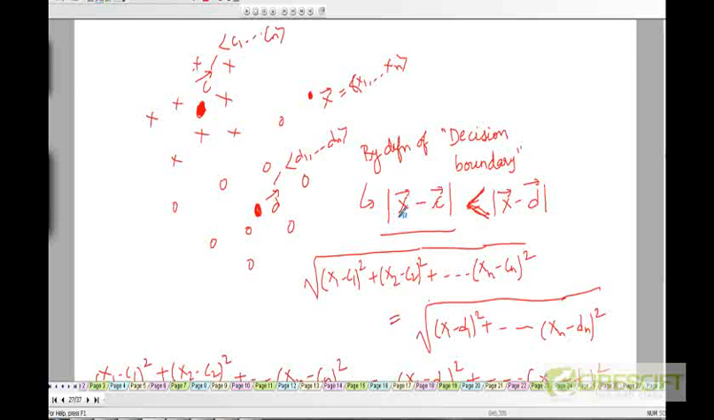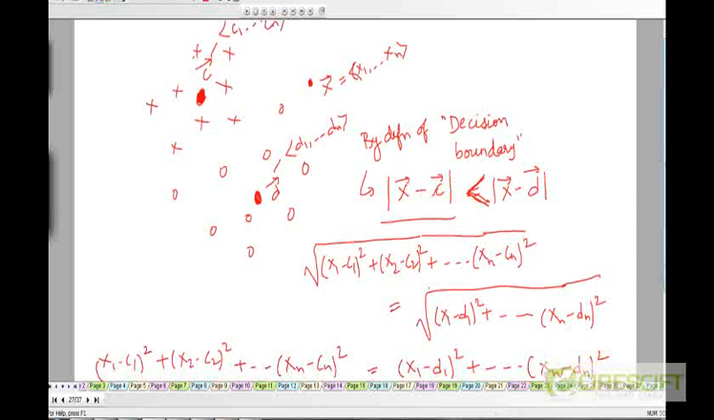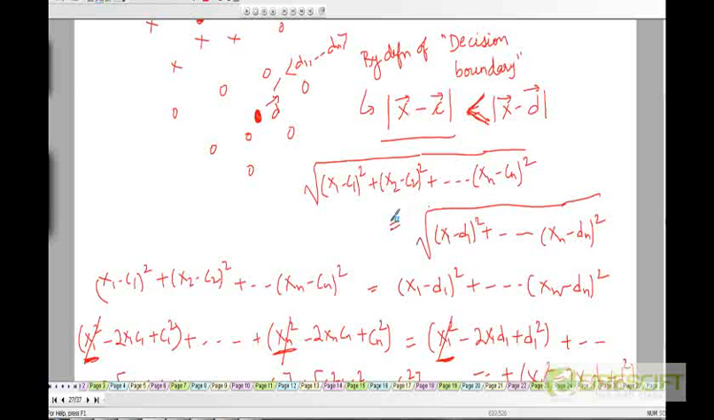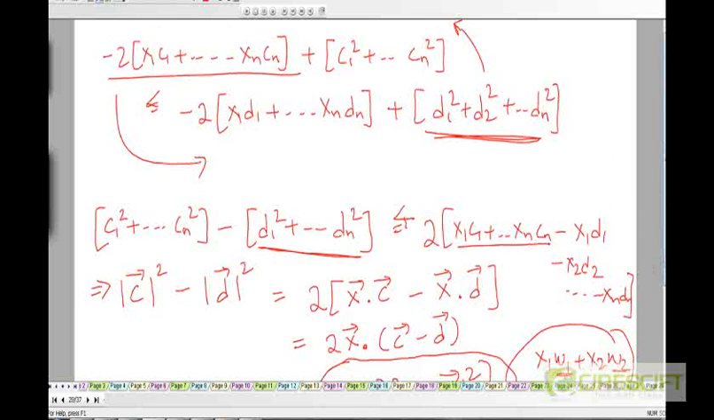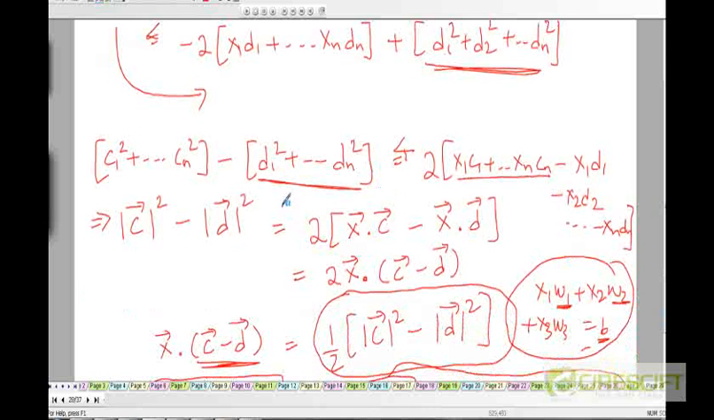For any point x in that region, its distance from C is less than its distance from D. So we would work through the same set of equations, except that this equal to would be replaced by a less than sign. And at the end, what do we get? This would be less than, this would be less than, this would be less than. So putting it the other way, this would be greater than.